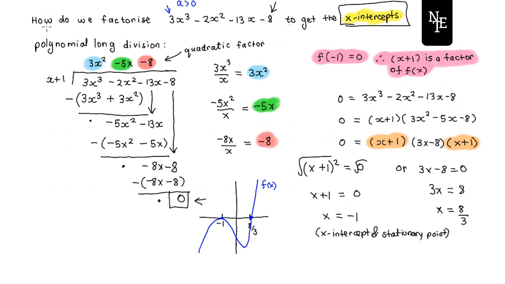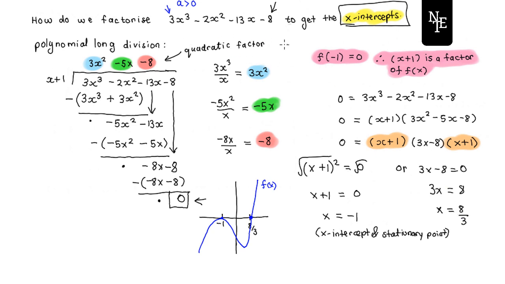So basically, to answer this question, how do we factorize 3x cubed minus 2x squared minus 13x minus 8 to get the x-intercepts? Well, you factorize it using the factor theorem to get your first factor, and then you use polynomial long division, or synthetic division, or inspection, to get your quadratic factor. Then your quadratic factor needs to be factorized even further. And once you have those three factors, you set each of them equal to 0, and those values of x are going to be your x-intercepts.